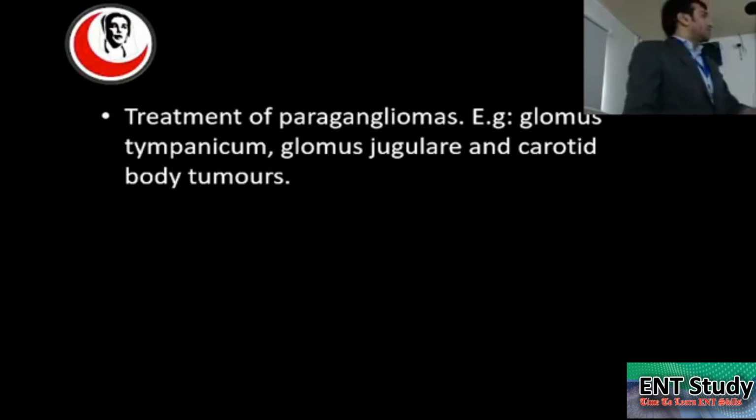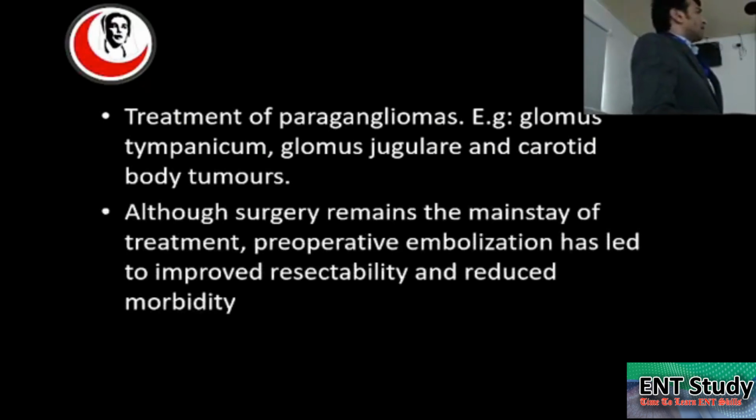Other tumors which require perisurgical embolization are the paragangliomas, the glomus tympanicum, glomus jugulare, and the carotid body tumors. Although surgery remains the mainstay of treatment, perioperative embolization has led to improved resectability and reduced morbidity.